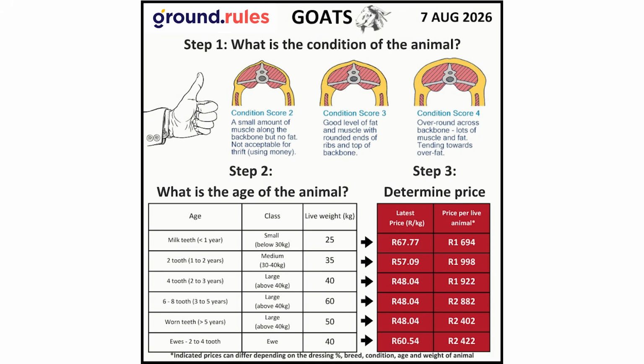Interestingly, that same indicative per kilogram price applies across several of the older large goat categories in this guide, although the value of the individual animal changes with weight. And then we have ewes between 2 and 4 teeth at around 60 Rand 54 cents per kilo, giving an indicative live animal value of around 2,422 Rand. Again, age matters, weight matters, but what category the buyer sees standing in front of them matters just as much.